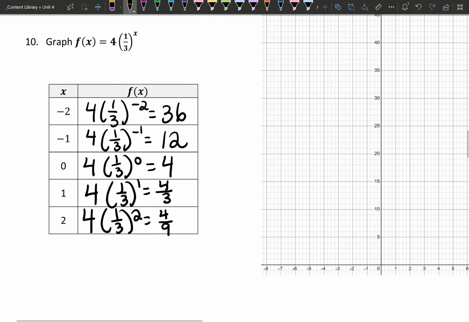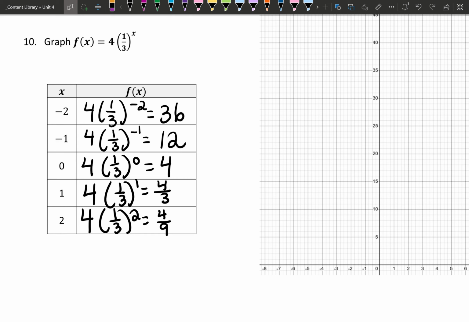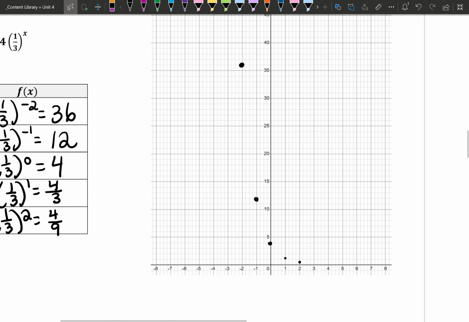Let's graph it. Okay, negative 2, 36. So I'm going to go to negative 2 and then all the way up to 36. Well, then we got negative 1, 12. Start at negative 1, go up to 12. 0, 4. 1, 4 over 3. 4 over 3 is about 1.3, so it's right there-ish. And then 2, 4/9. Oh man, I'm going to guess it's right here. Let's connect it. Oops, let's try that again. Almost. I'm going to give it one last shot.